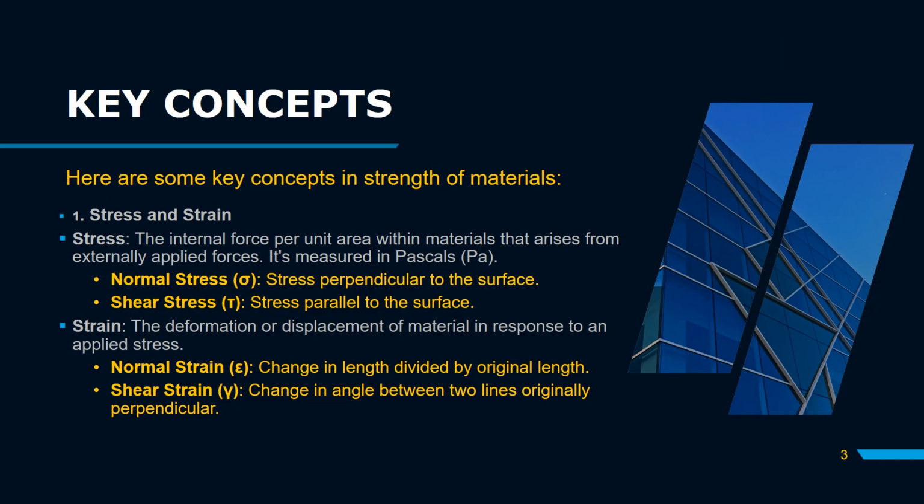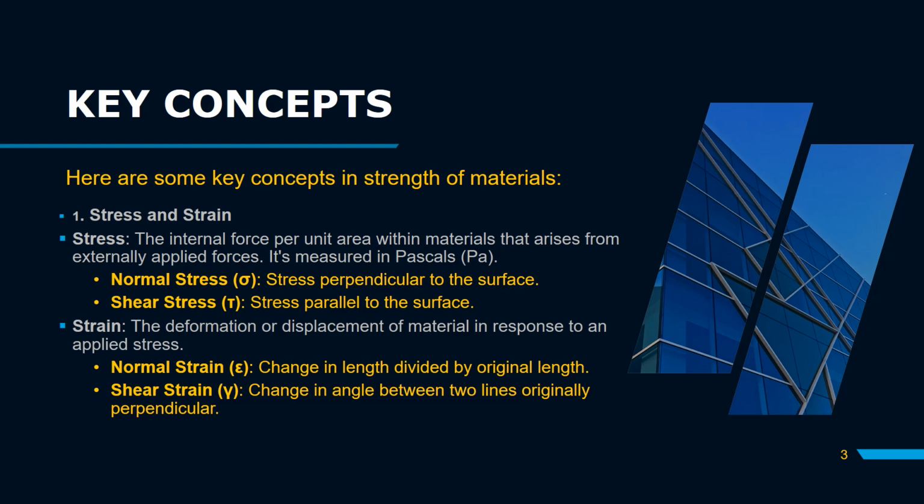There are a few key concepts under strength of materials. The first one is stress and strain, where stress is defined as the internal force per unit area within materials that arises from externally applied forces. It is measured in Pascal. We have two types of stress, and that is normal stress and shear stress.